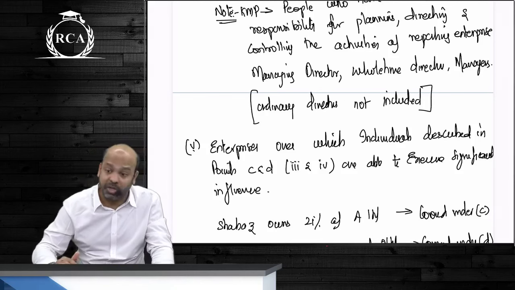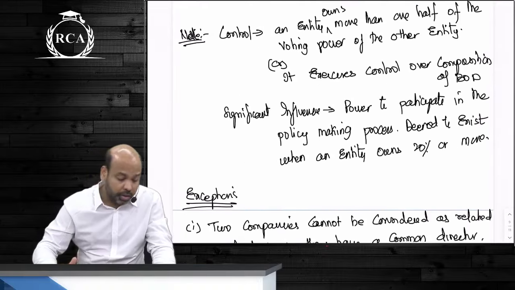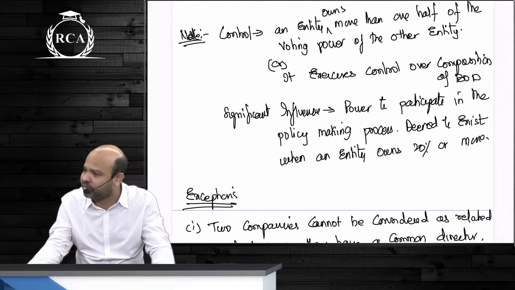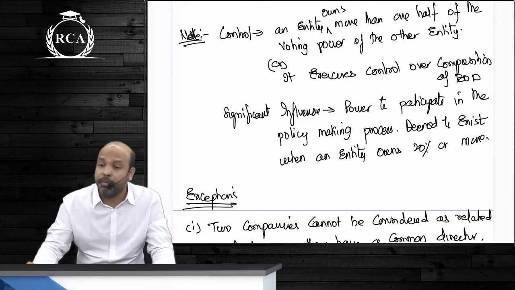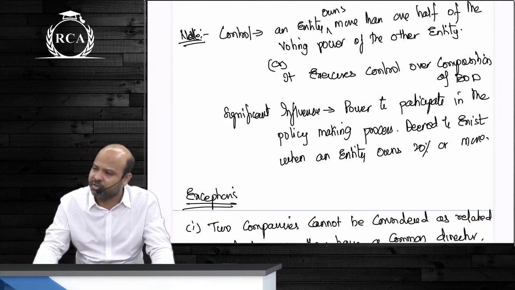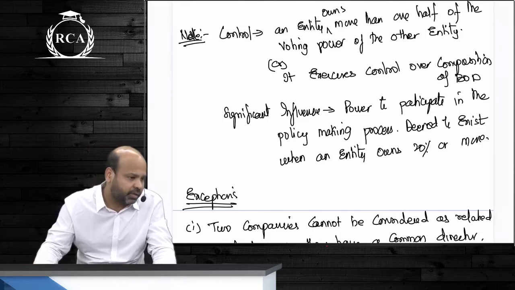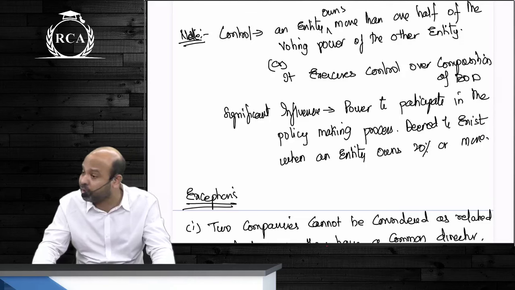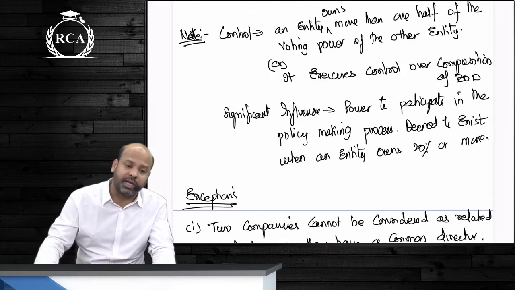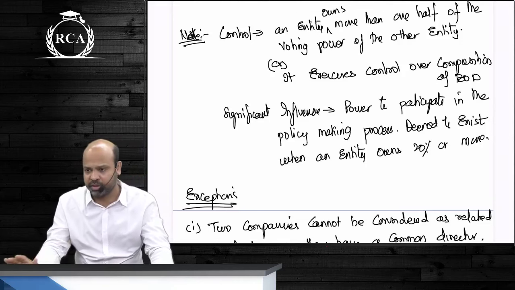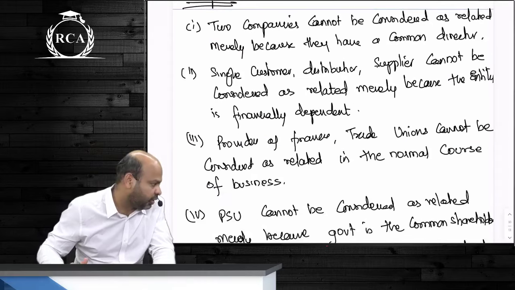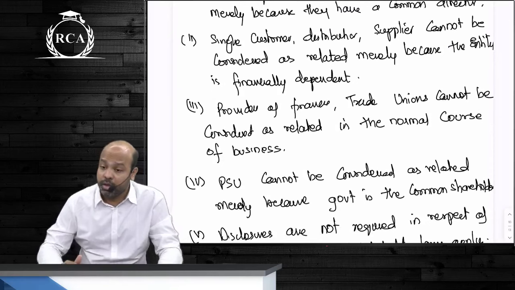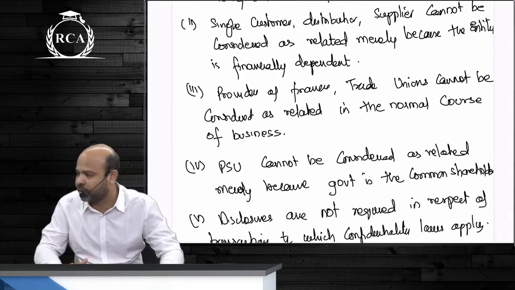After this, we did the exceptions to related parties. Now, merely because 2 entities have directors in common, beta, they will not become related to each other unless, beta, that director is a KMP in both the organizations. Are we clear? Merely because you have one customer, one distributor, or one supplier over whom you are economically dependent, guys, that one supplier or customer cannot be considered to be a related party. Providers of finance, guys, and trade unions also cannot be considered as related party in the normal course of business. If there are any transactions to which confidentiality laws apply, beta, you cannot consider them. You will not be disclosing them beta under related party disclosures.